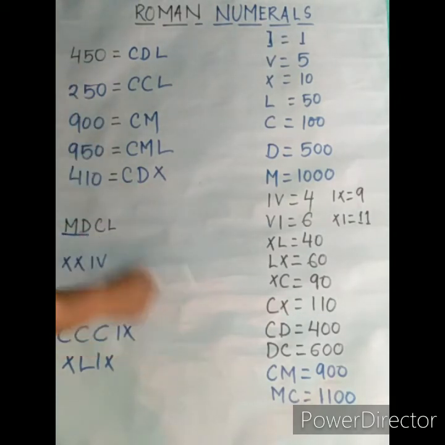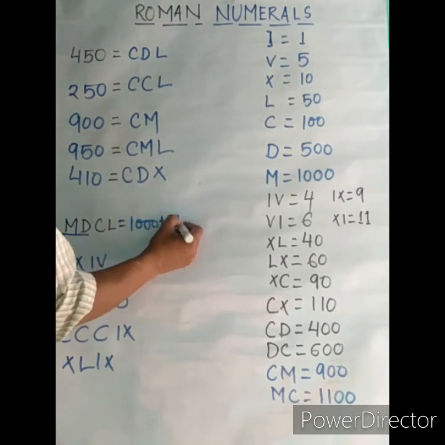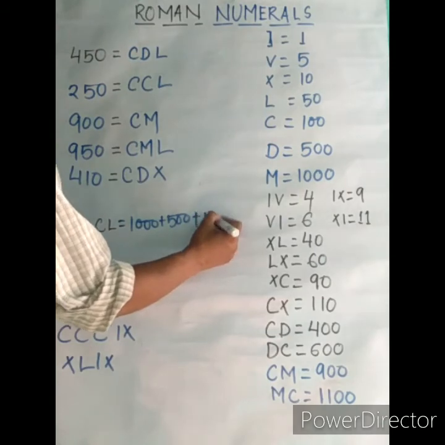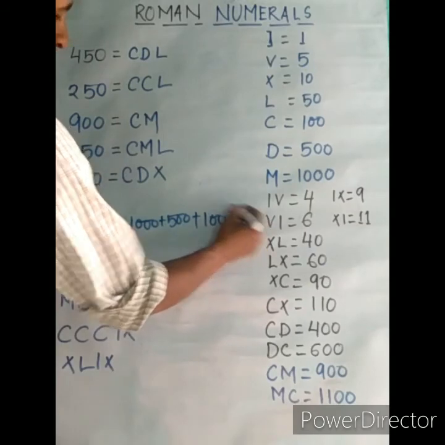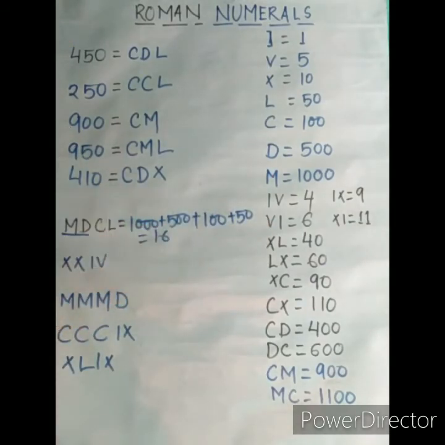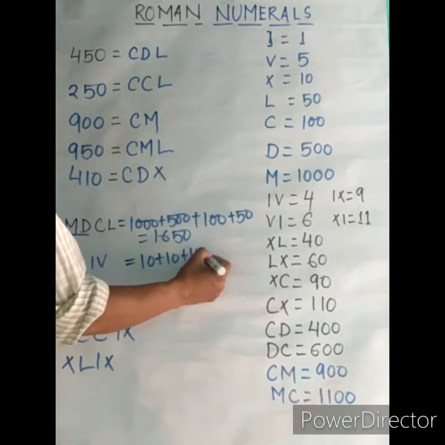So you can see MD is given, it's okay. If it is not given, you can see M means 1000, plus D means 500. So we can write this: 1000 plus 500 plus C is 100 plus L is 50. So you can add it, you will get 1650. Next is XX. XX means 20, or 10 plus 10.